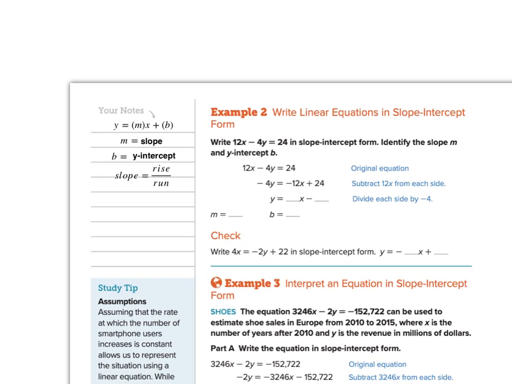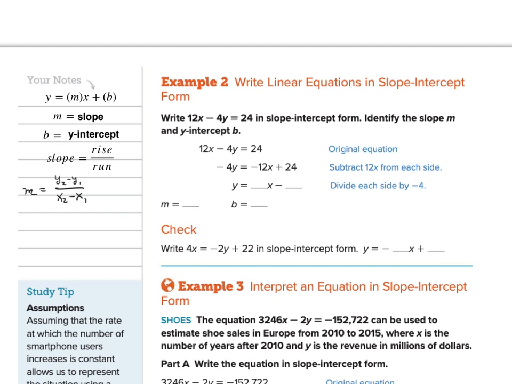And as a reminder, here's the information: slope-intercept form, slope, the y-intercept, and then slope is the rise over run, which is on your state reference sheet as y2 minus y1 over x2 minus x1, which is the change in y over the change in x. So here, doing your inverse operations, we're going to write this standard form into slope-intercept form, identify the slope and the y-intercept.